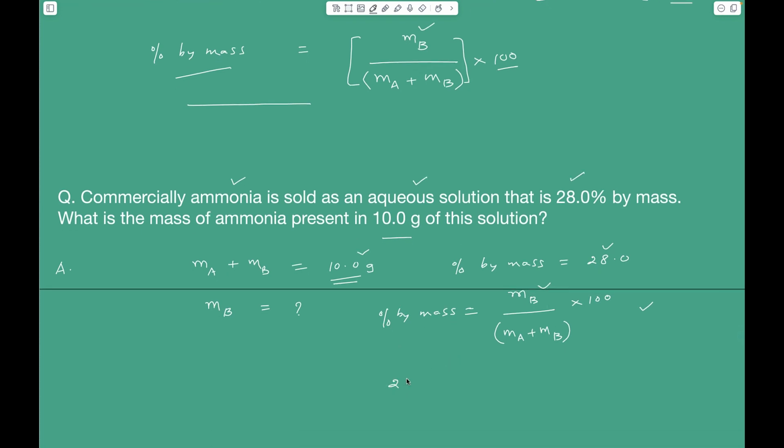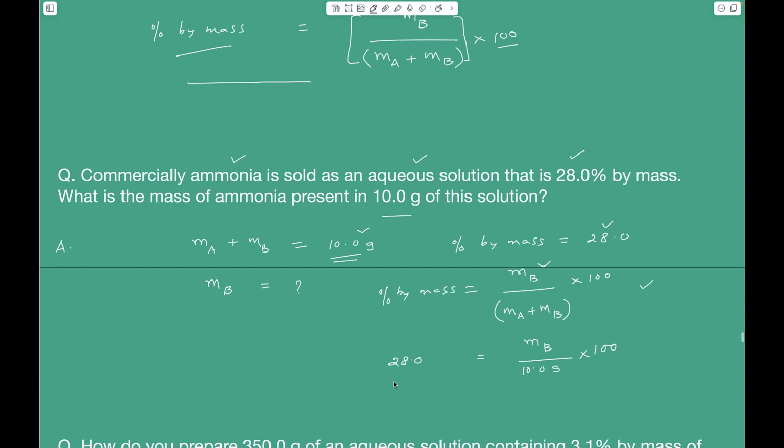Percentage by mass is 28.0, that is equal to MB over MA plus MB, that is the mass of the solution is given as 10 grams, and we have to multiply this with 100. Then MB will be equal to 28.0. Remember, this is dimensionless. Percentage by mass is dimensionless. Multiplied with 10.0 grams over 100. So simplify this to get the mass of ammonia in grams present in 10 grams of this ammonia solution.